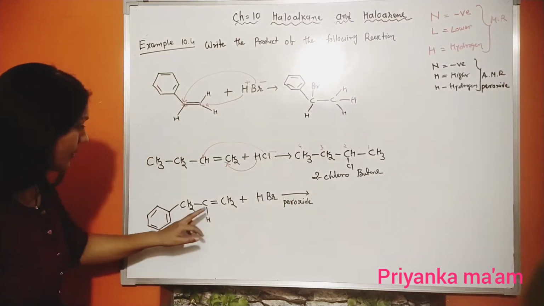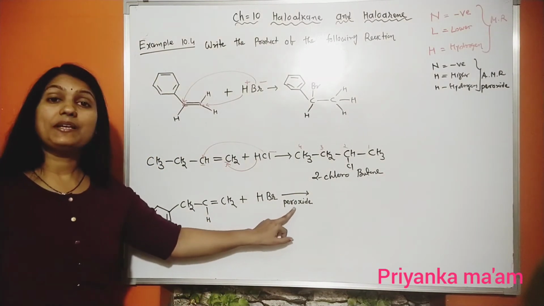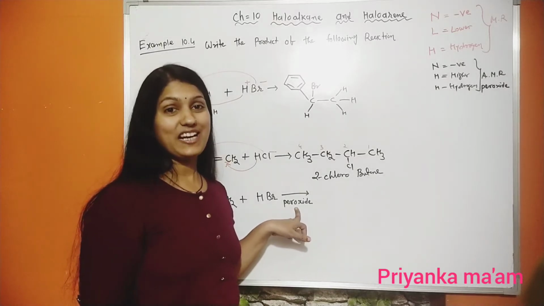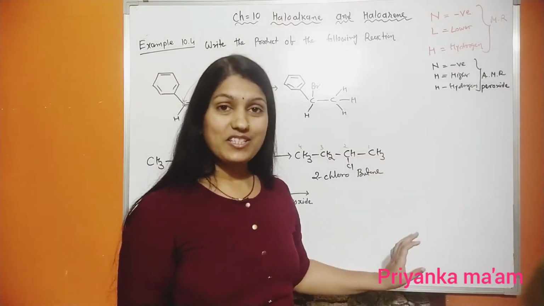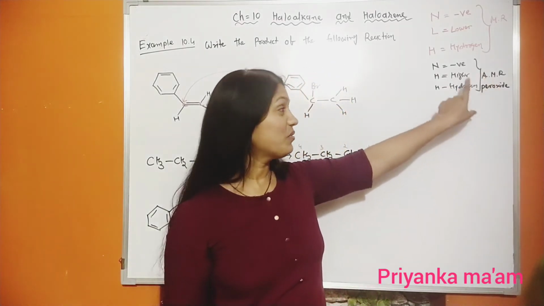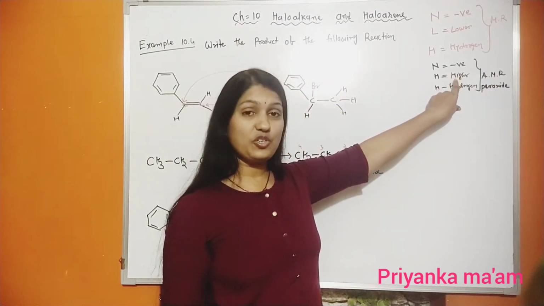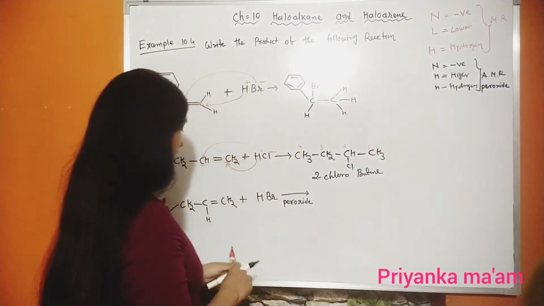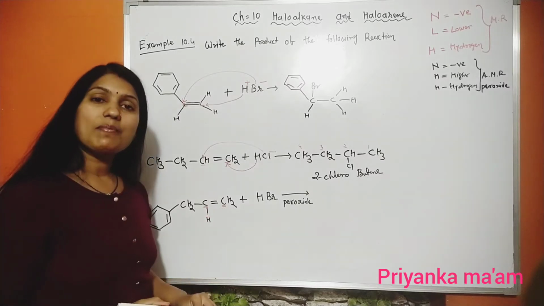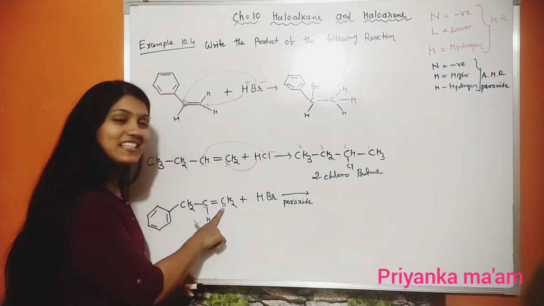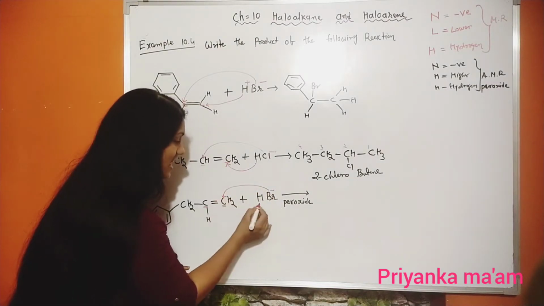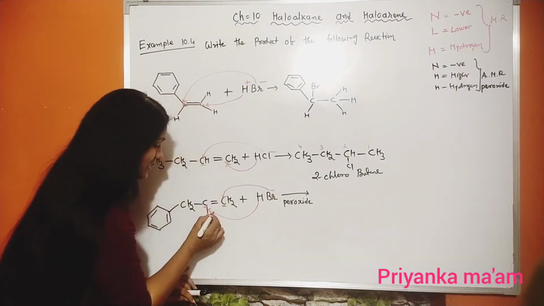Last one, HBr, but in presence of peroxide. Dear students, here a peroxide is given. So, with peroxide, we have to apply this anti-Markovnikov rule. Anti-Markovnikov rule: negative ion attached with a higher hydrogen. So, we have to focus on this double bonded carbon. Which carbon has a higher hydrogen? This carbon has a higher hydrogen. So, this Br attached with this carbon and hydrogen attached with the other carbon.